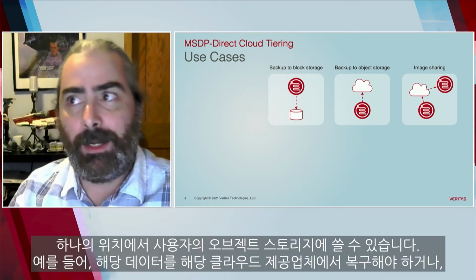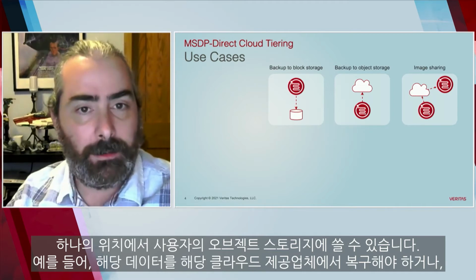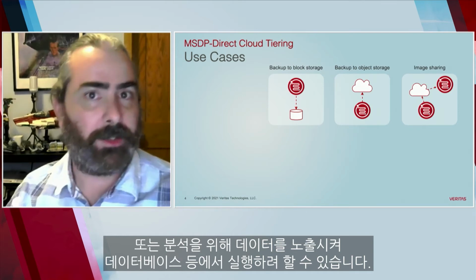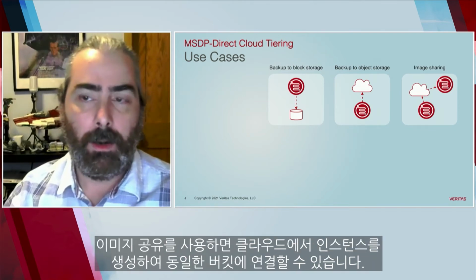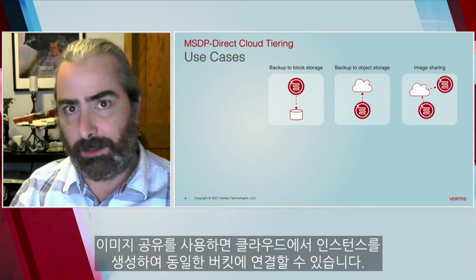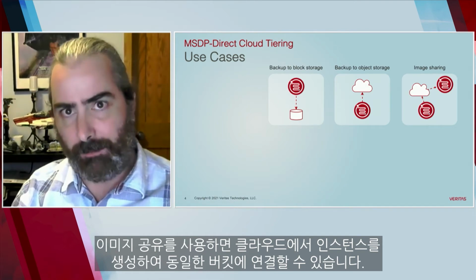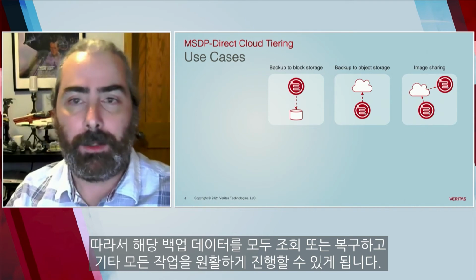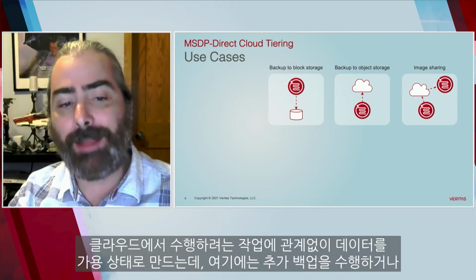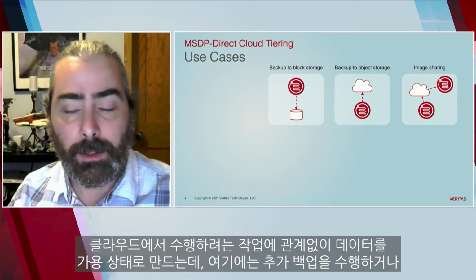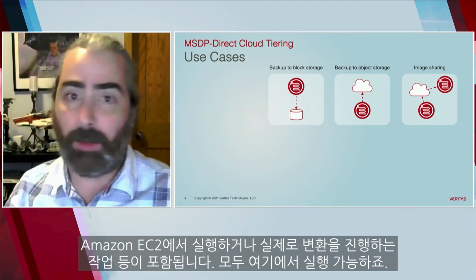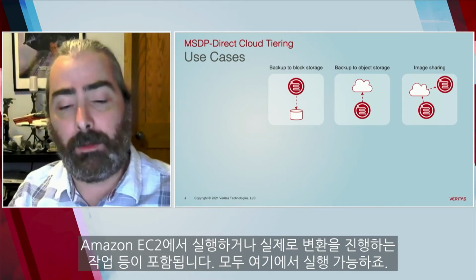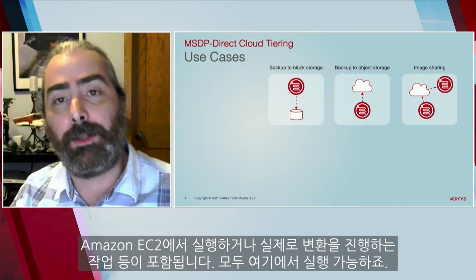And let's say that I've got a need to recover that data in that cloud provider, or maybe I want to expose it for some analytics I want to run against a database or something like that. Well, image sharing comes in and allows you to spin up an instance in the cloud, and you can connect to that same bucket, and it will be able to see all that backup data. It can do restores. It can do all that sort of work that will help you make that data available for whatever use you would have in the cloud, including, if you've got some VMware backups and you want to run them in EC2, you can convert them to AMIs, and it'll actually do conversions so that you can take these things and run them up.